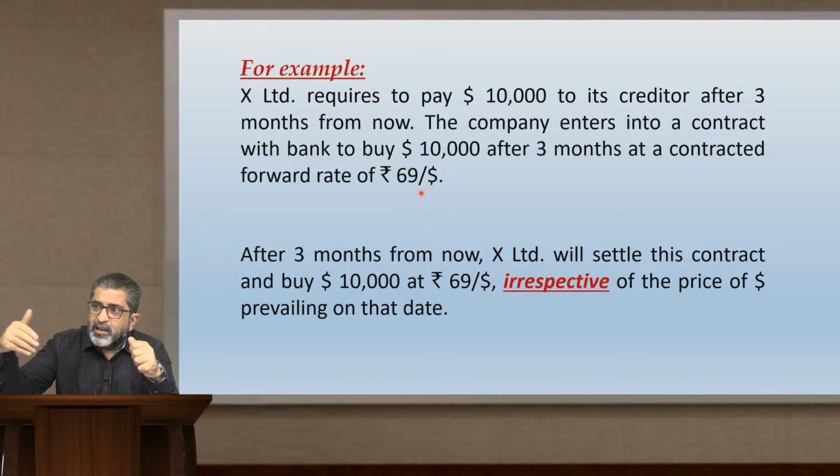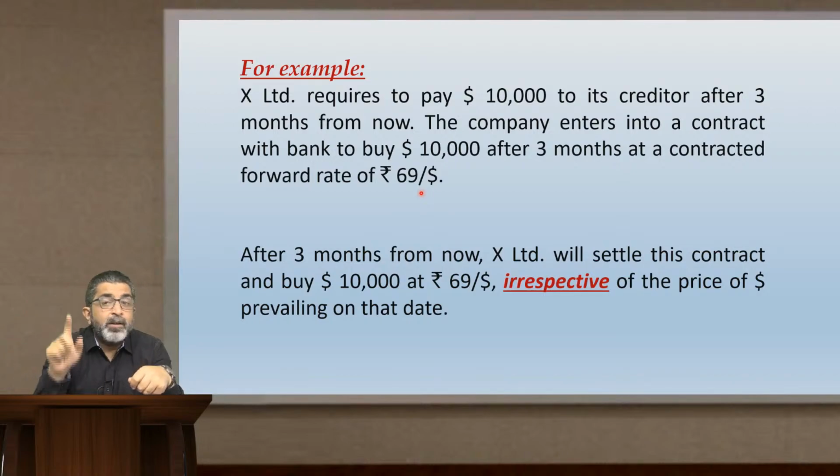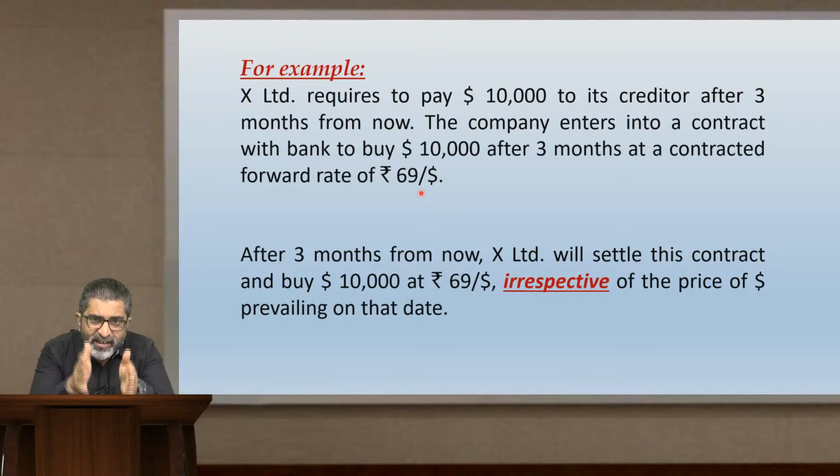So if the price of the dollar is 70, you will buy it at 69. If it is 71, you will buy it at 69. Whatever be the price of dollar, you will buy it at 69. Even if the price of the dollar would have declined, you will not be able to take that advantage. You will have to pay 69 per dollar because that is your right as well as obligation. It is basically a forward contract.